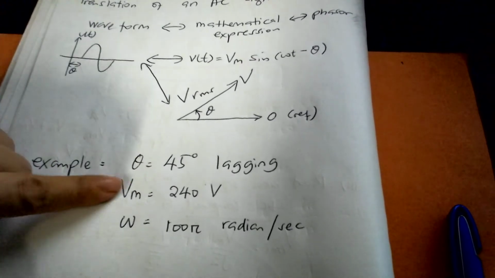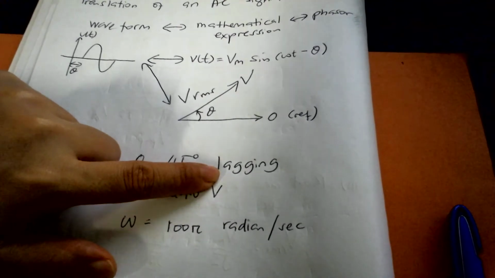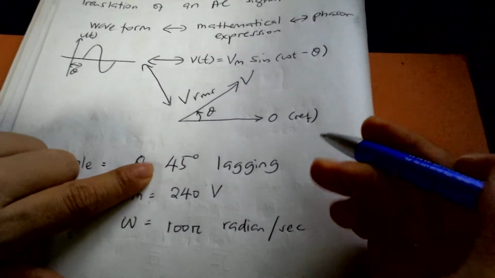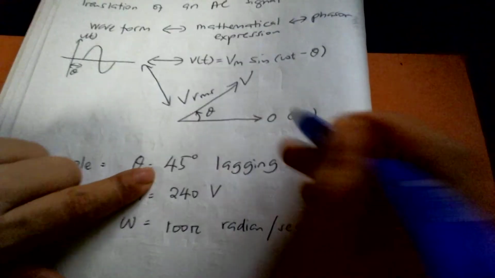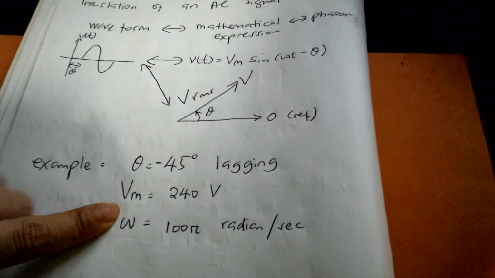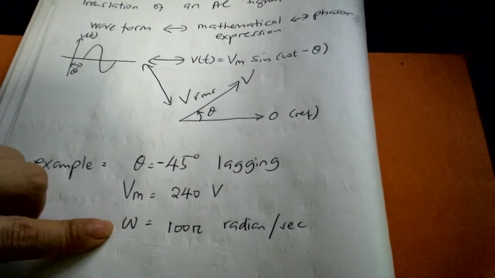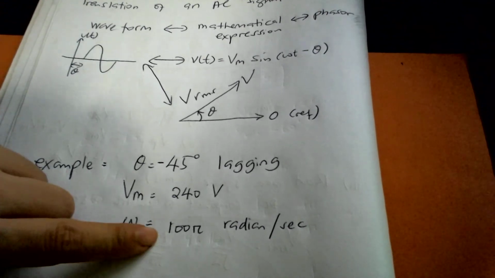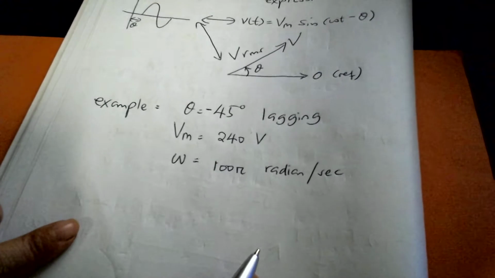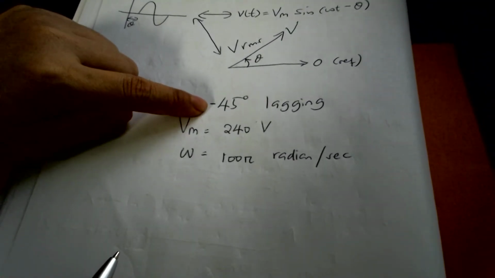Example: if we have theta equal to 45 degrees lagging, lagging means the angle should be negative. And if the maximum voltage is 240 volts, and omega is 100 pi radians per second, how are we going to draw the phasor? We have minus 45.